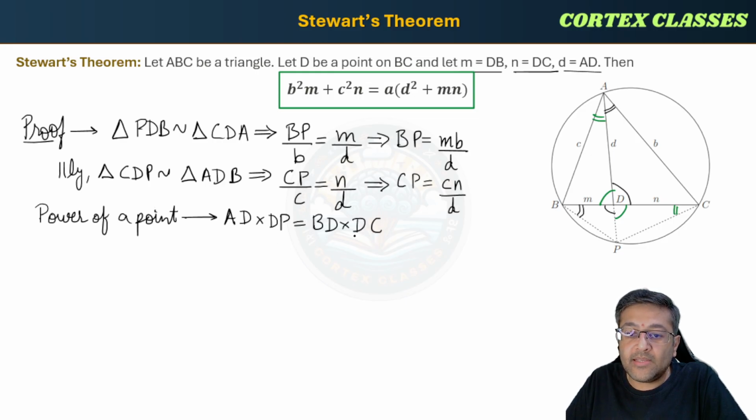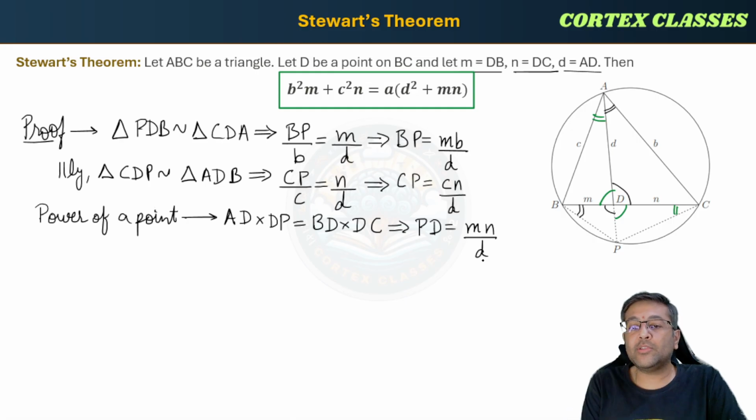Right? What will this help us with? Guys, from here we will get the length of PD. So what is the length of PD now, guys? What is BD into DC? That is M into N, or we can write it as Mn upon AD. AD is D. So we got the length of PD as well.